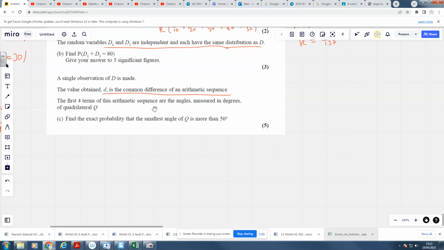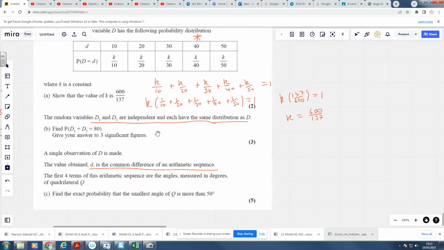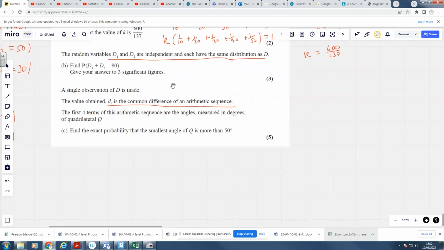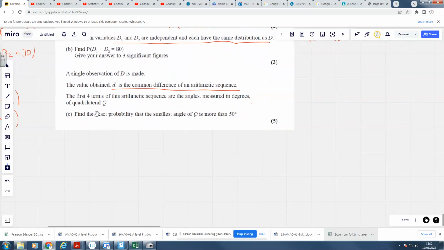The first four terms of this arithmetic sequence are the angles measured in degrees of quadrilateral Q. Lots going on here. So we're just spinning the spinner once, and the value obtained is the common difference of an arithmetic sequence. So this is going to represent the common difference, yeah? Now the first four terms of this arithmetic sequence are the angles measured in degrees of a quadrilateral Q. What is the exact probability that the smallest angle of Q is more than 50 degrees, yeah?